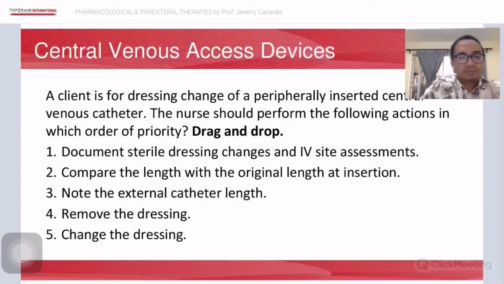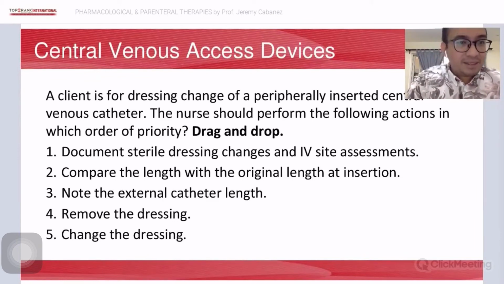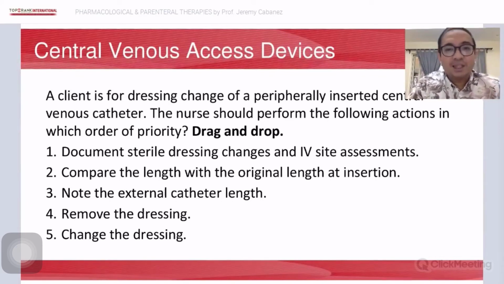Okay, next. Let's talk about central venous access devices. Okay, next question tayo. Pakibasa nga po. Sabay-sabay. Ready, get set, go. A client is for dressing change of a peripherally inserted central venous catheter. The nurse should perform the following actions in which order of priority, drag and drop.